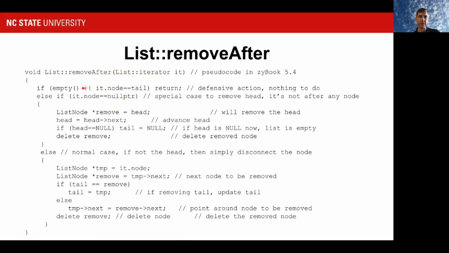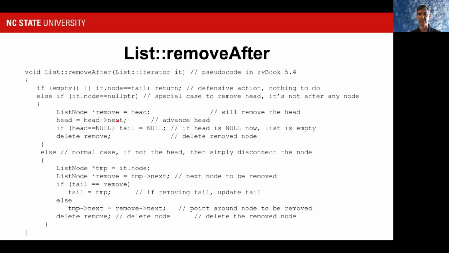So in this removeAfter implementation, I'm a little bit defensive. I first check if the list is empty. And if the list is empty, there's nothing I could possibly remove, and I just immediately return. Else, if the node inside the iterator is a null pointer, then basically I'm removing the head. And so I'm going to create a temporary pointer and set it equal to head. That'll allow me to delete it later.